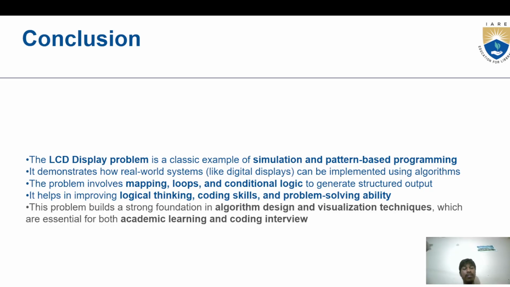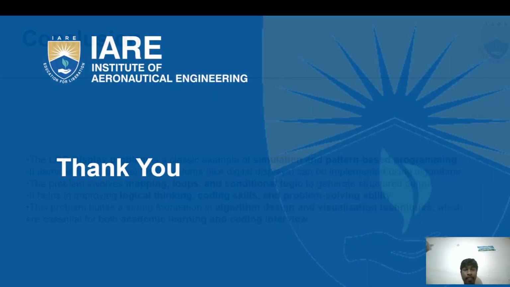Conclusion: the LCD display problem is a classic example of simulation and pattern-based programming. It demonstrates how real world systems like digital displays can be implemented using algorithms. The problem involves mapping, loops and conditional logic to generate structured output. It helps in improving logical thinking, coding skills and problem solving ability. This problem builds a strong foundation in algorithm design and visualization techniques, which are essential for both academic learning and coding intelligence. Thank you.